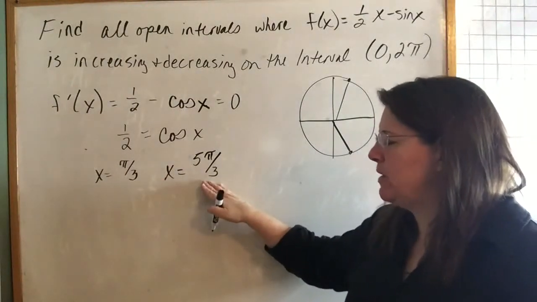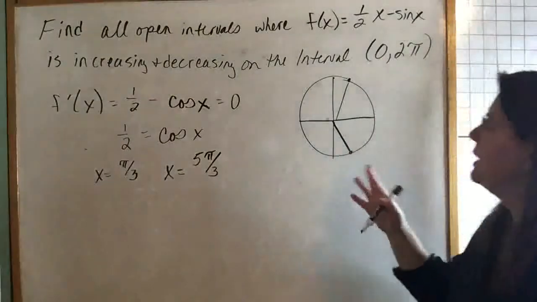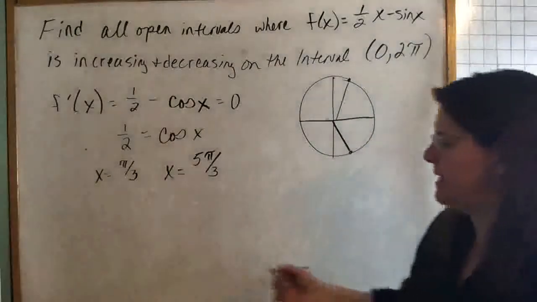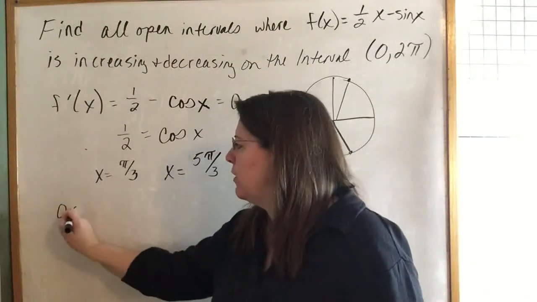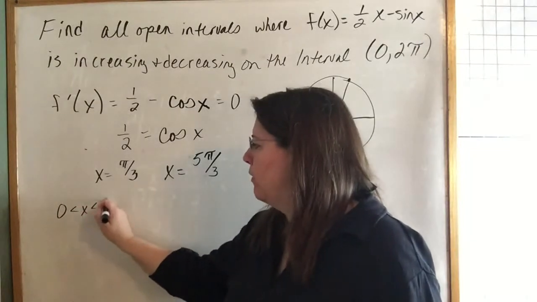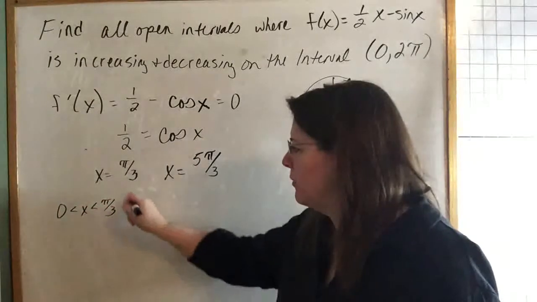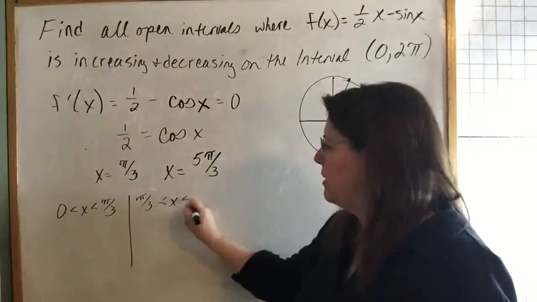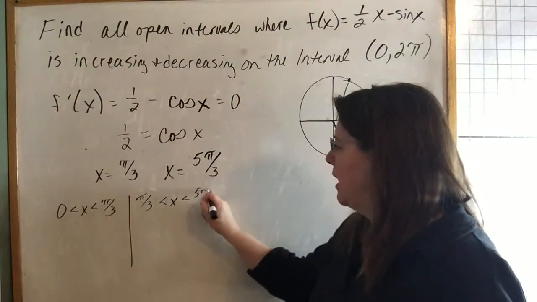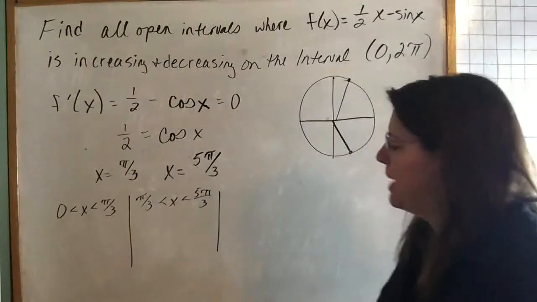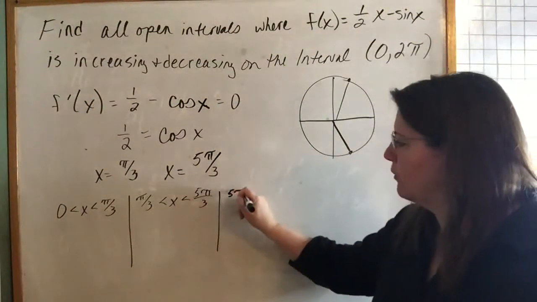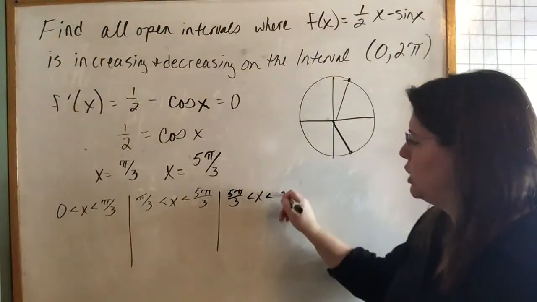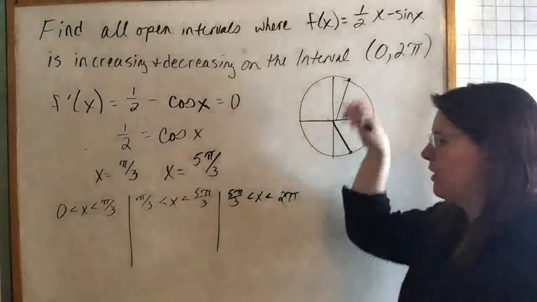The next thing I need to do is set up my intervals. Knowing that the intervals we're talking about go from 0 to 2 pi, my first interval in my table is going to go from 0 to pi over 3. So x is between 0 and pi over 3. My second interval is where x is between pi over 3 and 5 pi over 3. And then my last interval goes from 5 pi over 3, which is 300 degrees, so x is between 5 pi over 3 and 2 pi to finish out that one revolution around the unit circle.